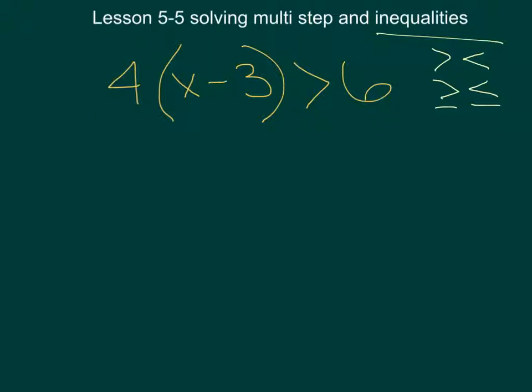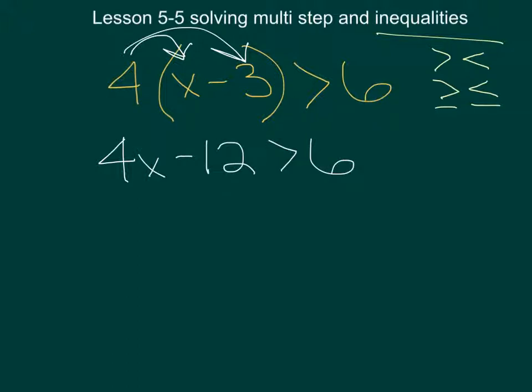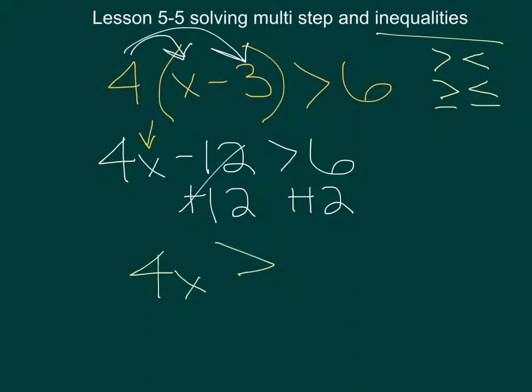So let's look at this example here. We have 4(x minus 3) is greater than 6. So just like we would with a regular equation, we're going to distribute the 4. So we're going to have 4x minus 12 is greater than 6. So then you're going to add 12 to both sides because your ultimate goal is to always get the variable by itself. So we are left with 4x is greater than 18.